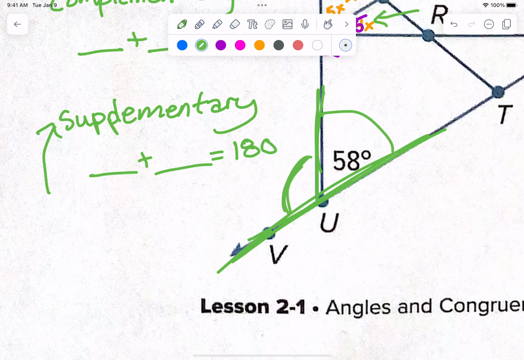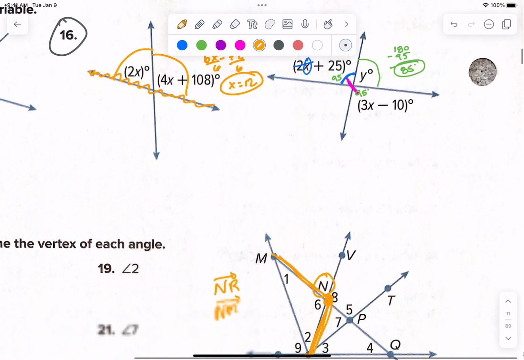How would you find this angle? 180 minus 58. I think you actually had to do that one for your homework assignment. But linear pairs, are they always supplementary? Supplementary means they add up to be 180. If you have two angles on a straight line, do they always add up to be 180? Yes. So are they always supplementary? Yeah, they always are. Okay? Good? Alright, let's go to the next one.